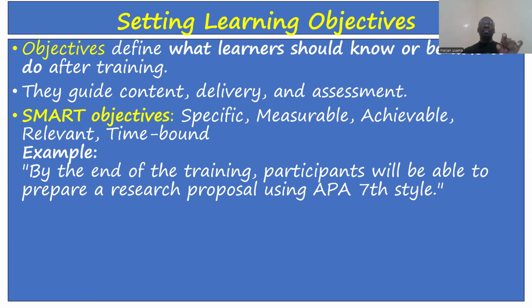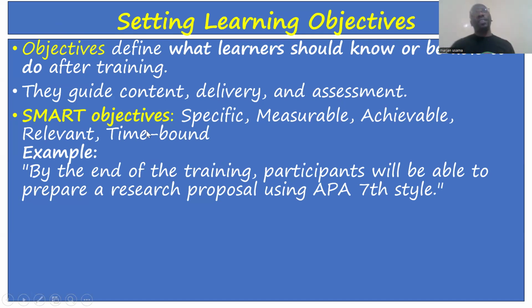Just at the beginning of this lesson, at the beginning of every lesson, there are some objectives. By the end of this lesson, you should be able to do 1, 2, 3, 4, and 5. You should be able to name 1, 2, 3, and 5. So we will use these objectives to measure if the training was successful. And they also do what? They also guide the content, delivery, and assessment.